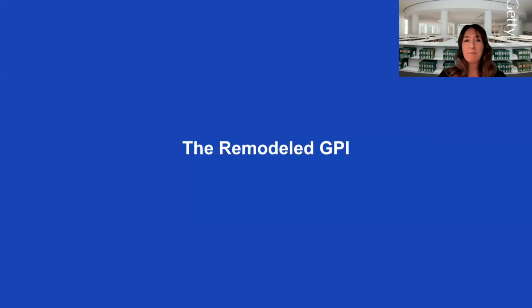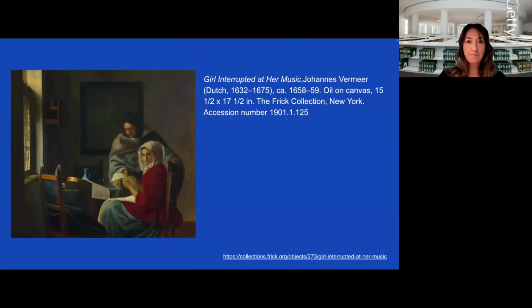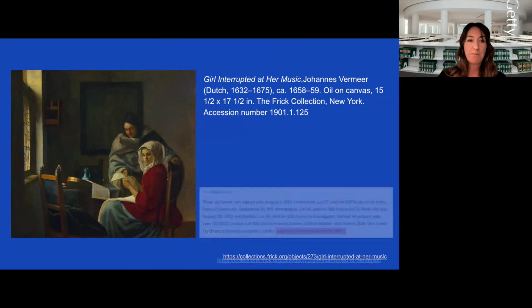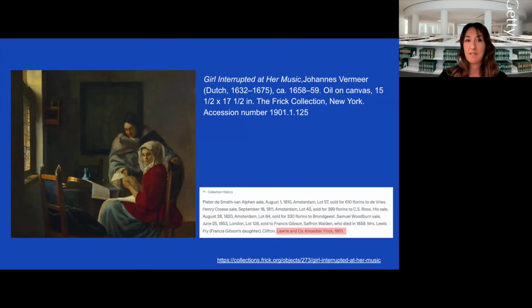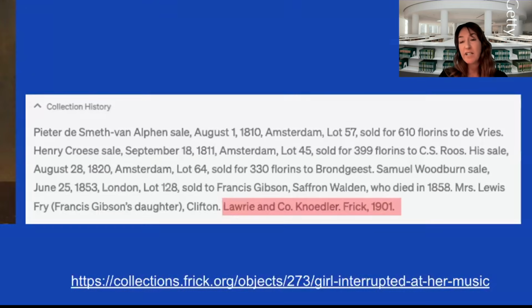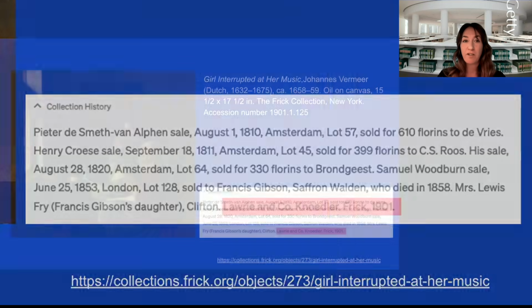So I would like to begin by introducing the main changes to how the data is organized in the new GPI. And I will use this painting by Johannes Vermeer at the Frick to describe this new structure. The provenance of this information, or collection history, cited in the museum's collection page online, states that Mr. Frick purchased the painting in 1901 from Knoedler and Company, who had purchased the painting from the London dealers Lorry and Company.